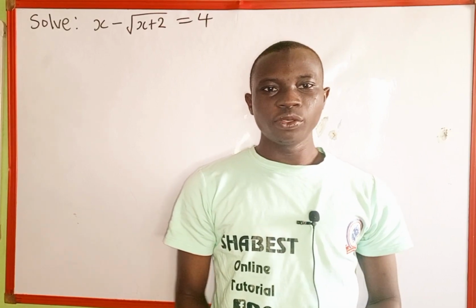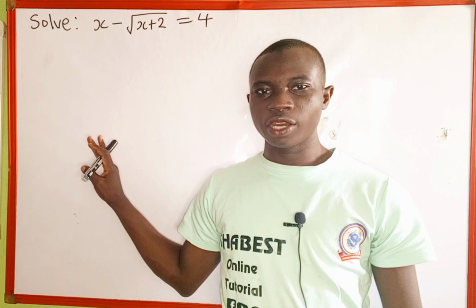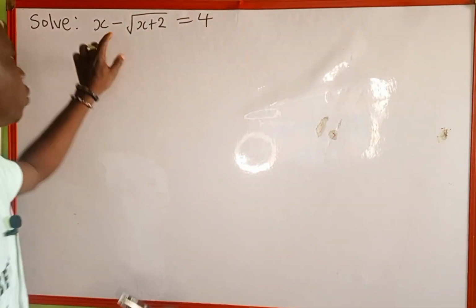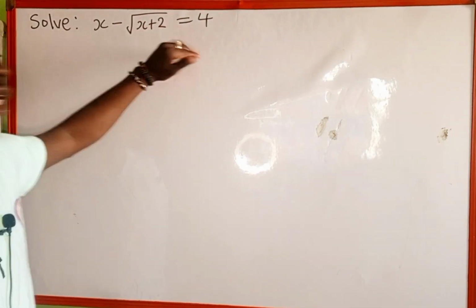In today's tutorial, we're going to learn how to solve for the value of x in this radical equation. And the given equation is what? x minus root x plus 2 is equal to 4.